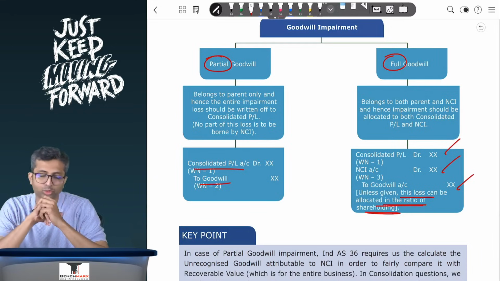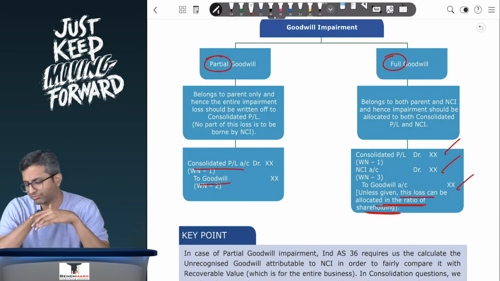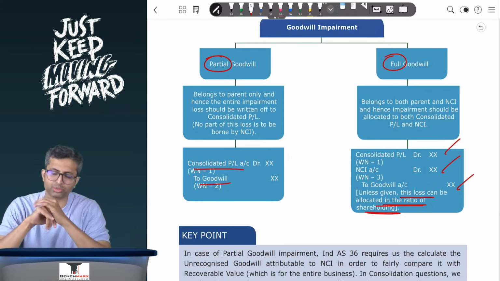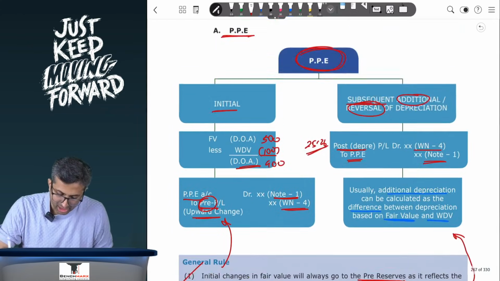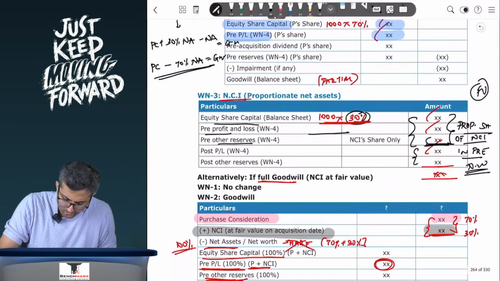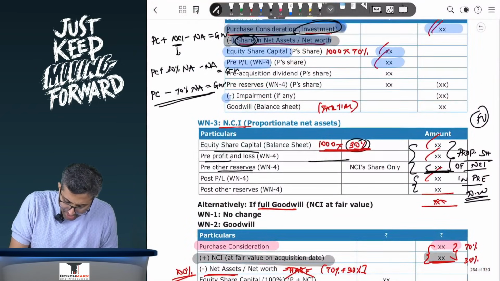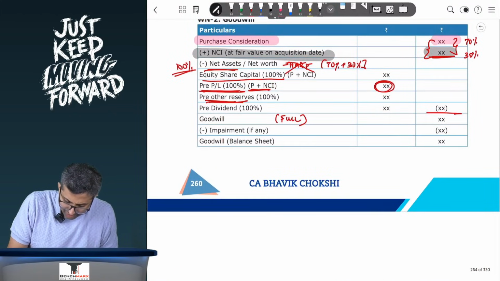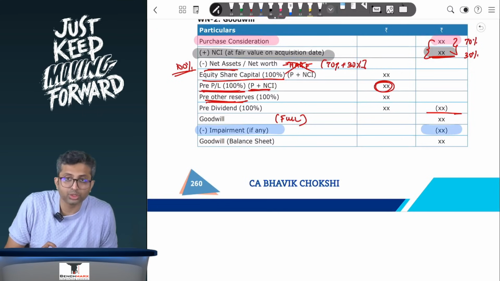And if it is a full goodwill question, if goodwill is to be impaired by 100, goodwill is to be reduced by 100, the second effect goes to the consolidated P&L or the N.C.I. Like you can see over here, ultimately in your working note for goodwill last May, we have reduced impairment if any. In a similar way, for full goodwill also, we have said, okay, 100 of impairment we will reduce.